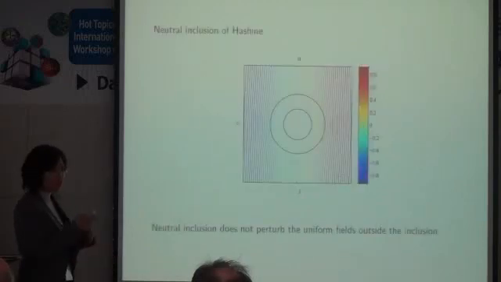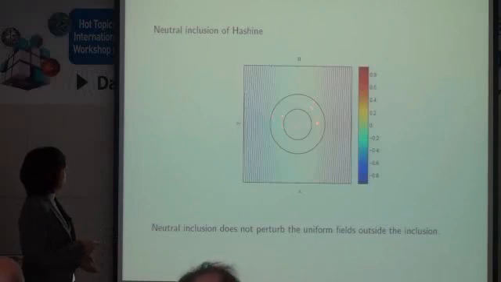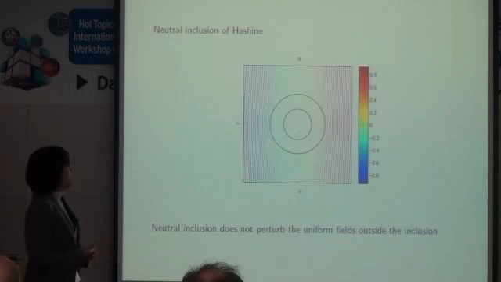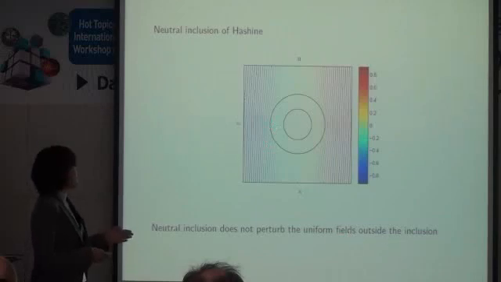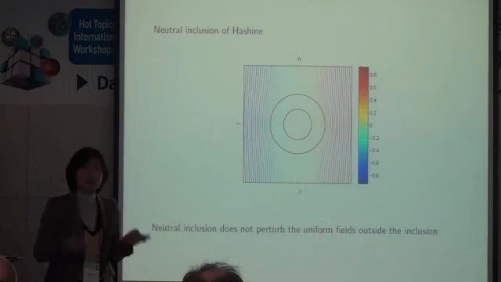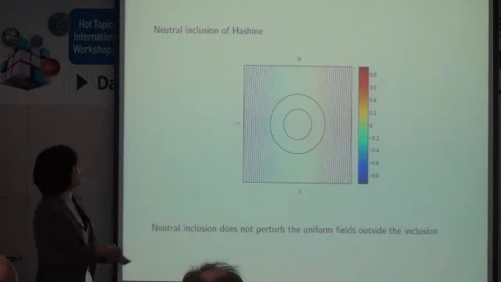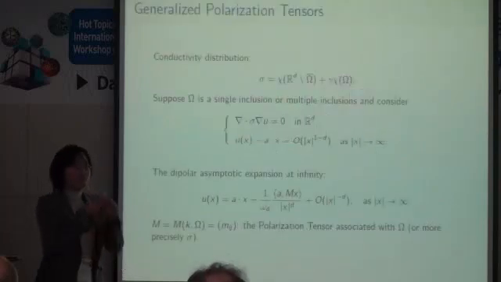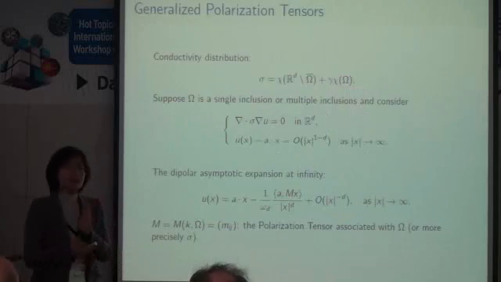So you can think of a layered structure. Here is the neutral inclusion of Hashin. When we have a two-layer structure, by putting in some elastic parameters, then when we put in a uniform field, the perturbed wave is 0 outside this two-layer structure. So I want to make a structure similar to this Hashin's neutral inclusion, adding some layer and making M to be 0, and that enhances the cloaking effect.